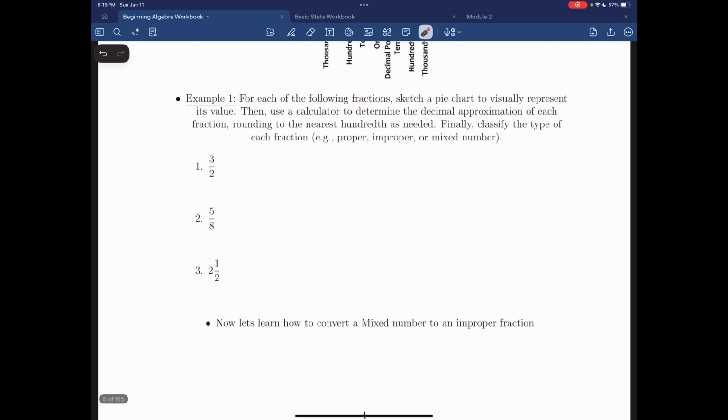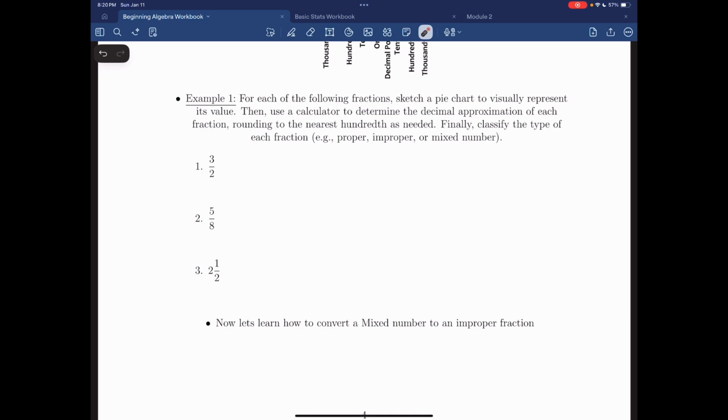Alrighty, so let's get into example 1. For each of the following problems, we're going to have to, number 1, sketch a pie chart so we can visually see what the value is. And then you can either use a calculator or just by visually looking, you can just guess the value. And then we're going to round to the nearest hundredths place as needed. And then we're going to have to classify whether the fractions we are dealing with here are proper, improper, or a mixed number for each example.